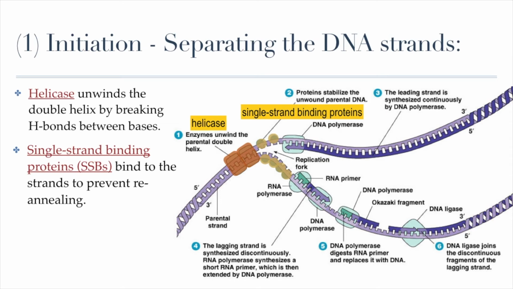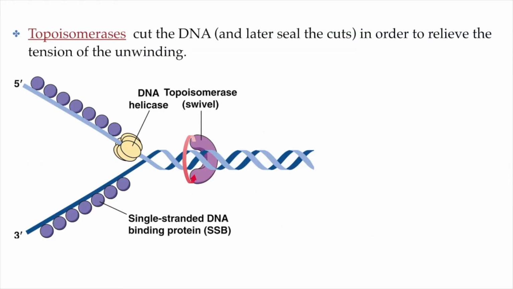And what they do is they just prevent the reannealing of the parent strands, allowing time for the new DNA molecules to be synthesized. One of the things that is going to be needed, though, as DNA helicase moves through the DNA strand, unwinding it, is a way of relieving the tension that is going to build as DNA unwinds the two parent strands.